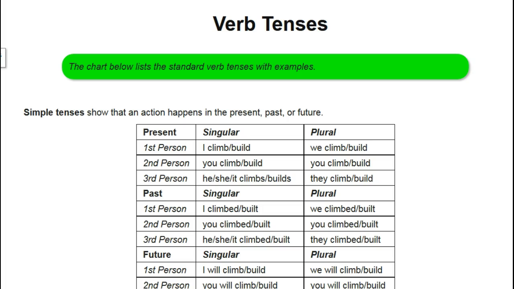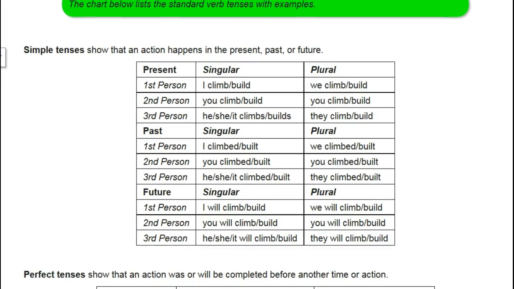Verb tenses. The chart below lists the standard verb tenses with examples. You could take a screenshot from your lesson and keep this on hand as you're writing to show what the present, past and future, singular and plural forms are of the verb.